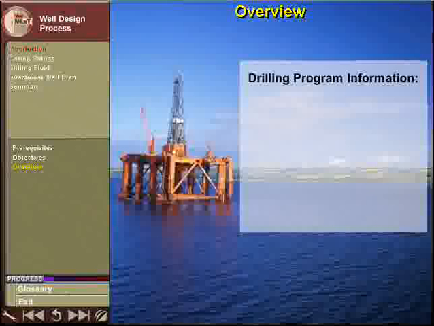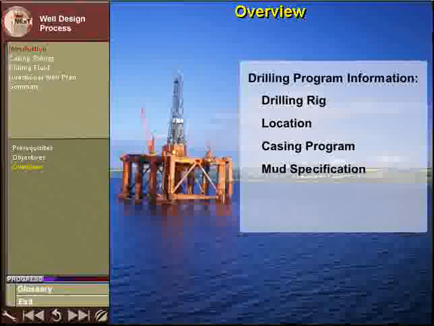A typical drilling program will contain the following information: the drilling rig to be used to drill the well, the proposed location for the drilling rig, the casing sizes, specifications, and setting depths, drilling fluid specifications, directional drilling information, and well control equipment and procedures.